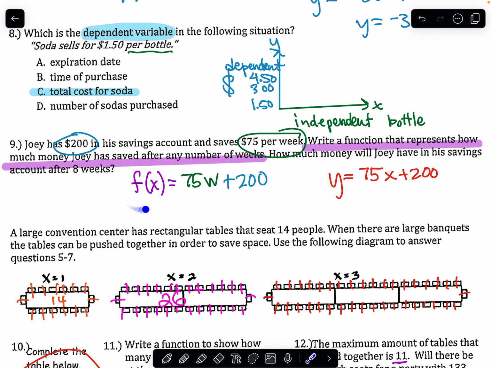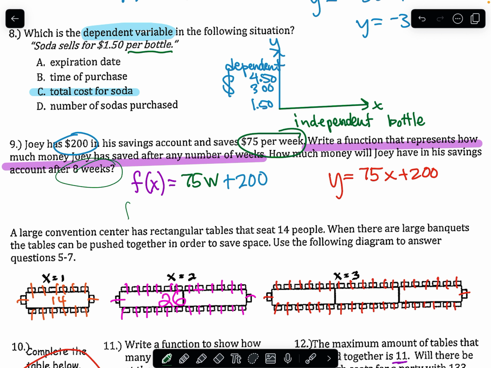So f of x is to give you a y. Y is always the money, right? And how much money does he have? He has $200 already and he's saving $75 a week, or 75x, right? This is how we can write it either way. These are fine. And then it says how much will he have after 8 weeks.